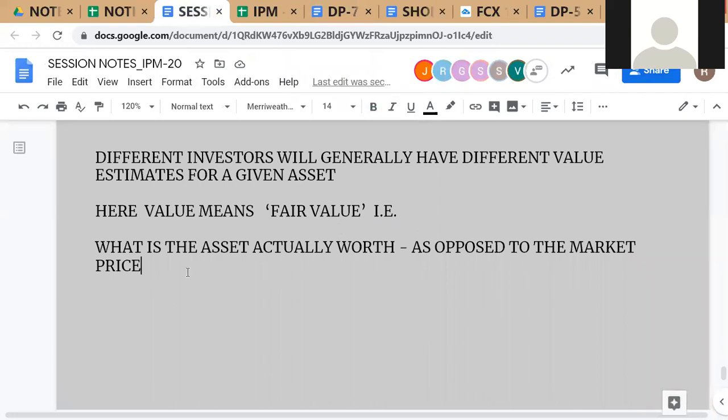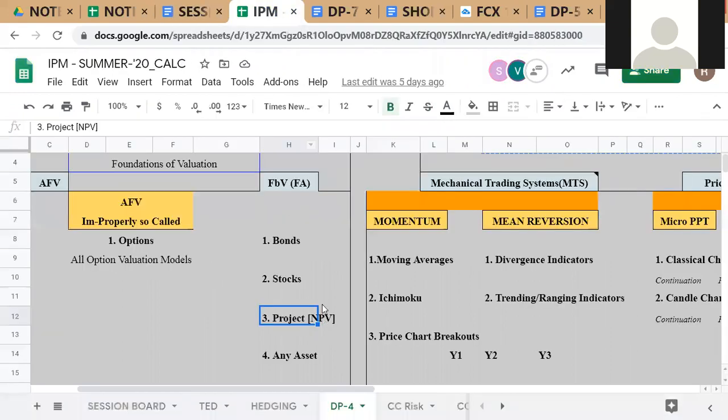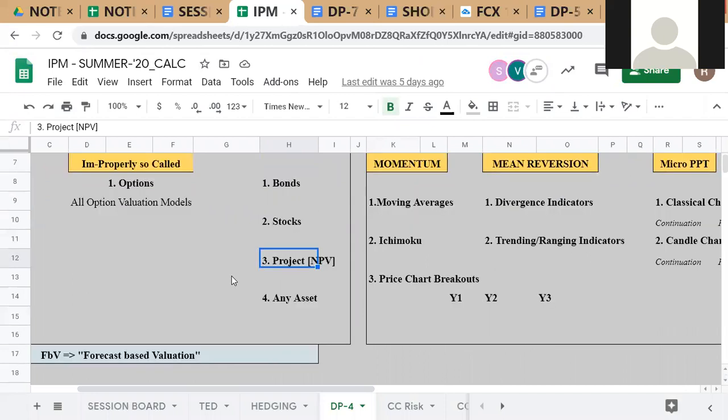Fair value is directly opposed to the market price, because fair value says basically that the market doesn't know anything. Let me find out what this asset is actually worth. And the general framework for doing that, you will be able to see the commonality between the methods that you used. You have done all three: project valuation, stock valuation, and bond valuation.